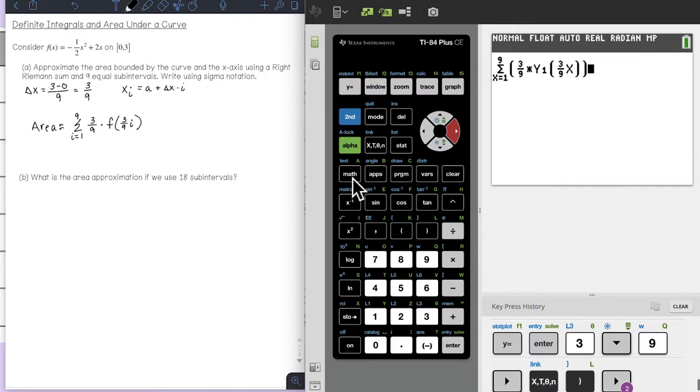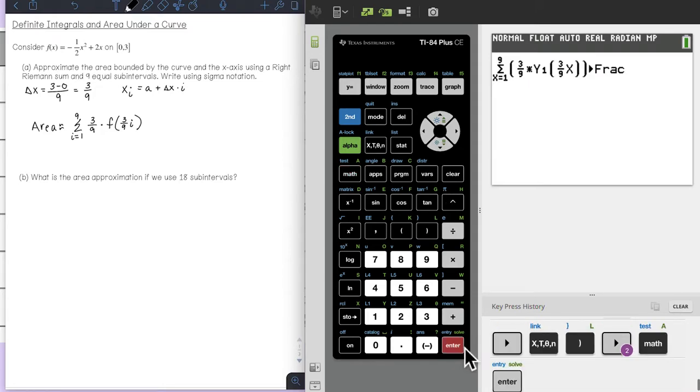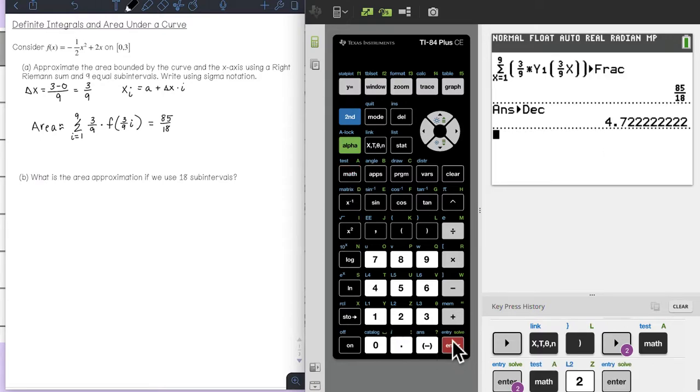So now if I wanted to make that a fraction so I can get the exact answer, I would get that that Riemann sum is exactly 85 over 18. And now that number probably doesn't mean much to us, so if we change it to a decimal, I get that that's about 4.722. Okay, so not a bad area approximation, right?